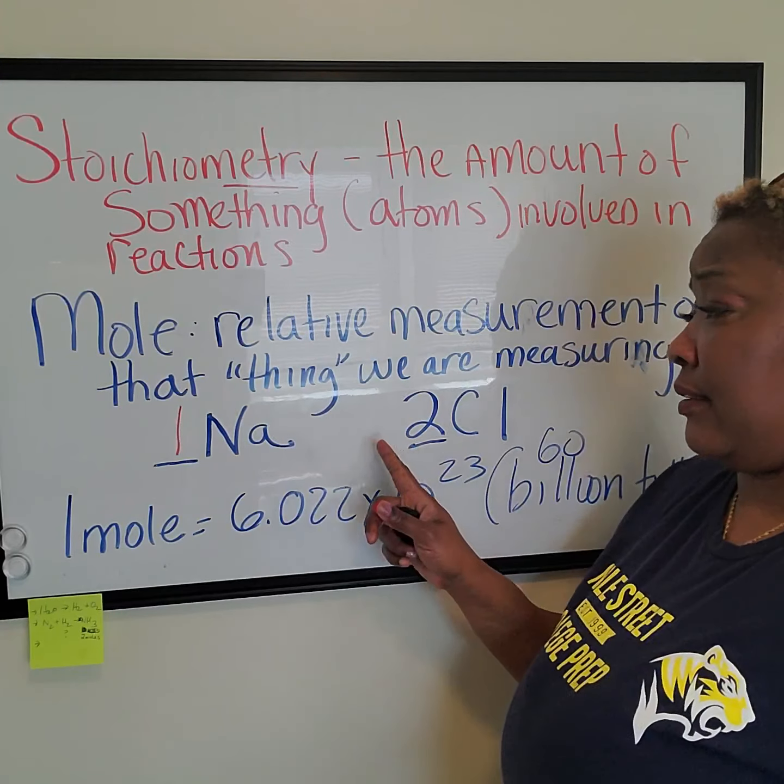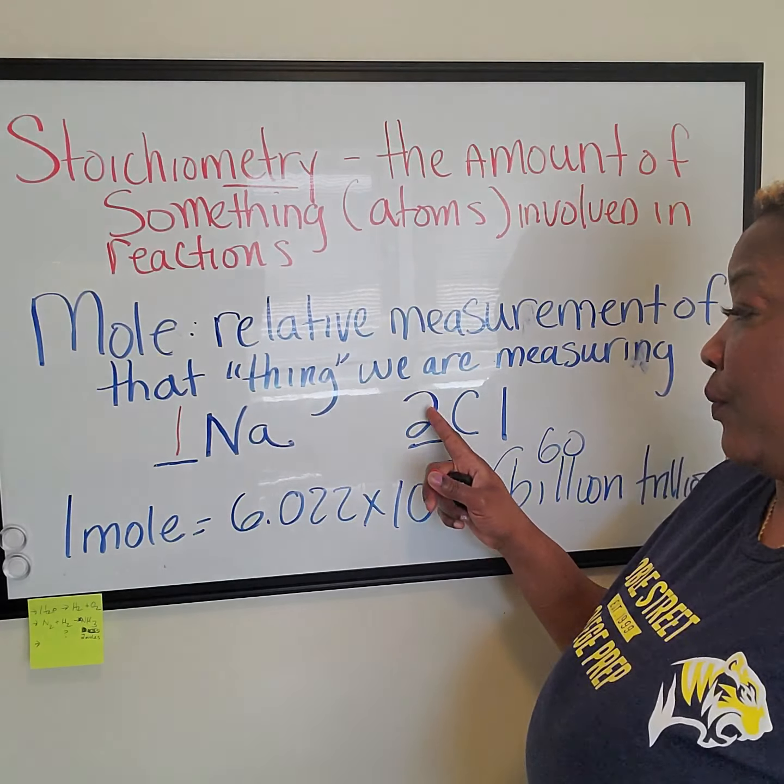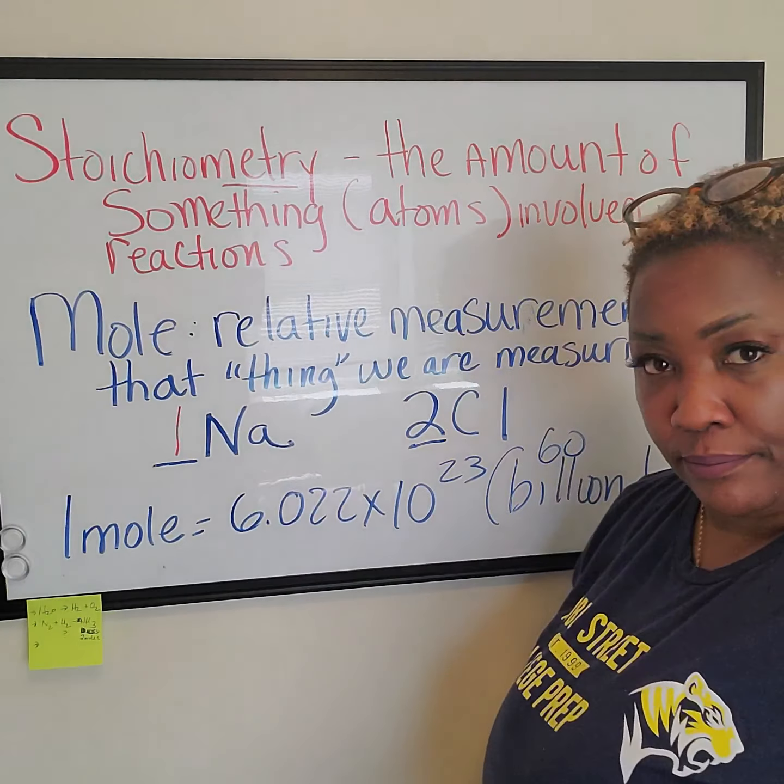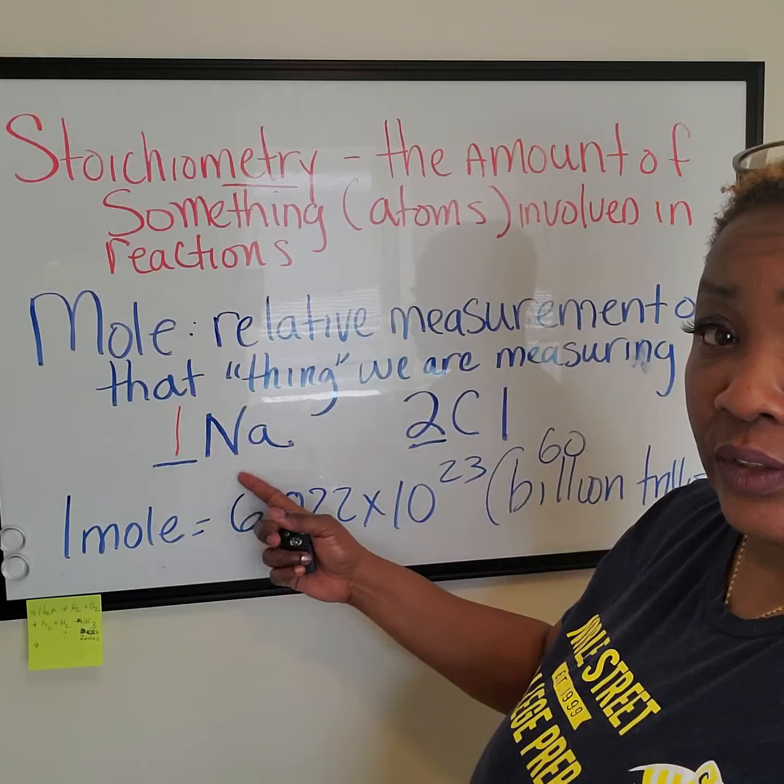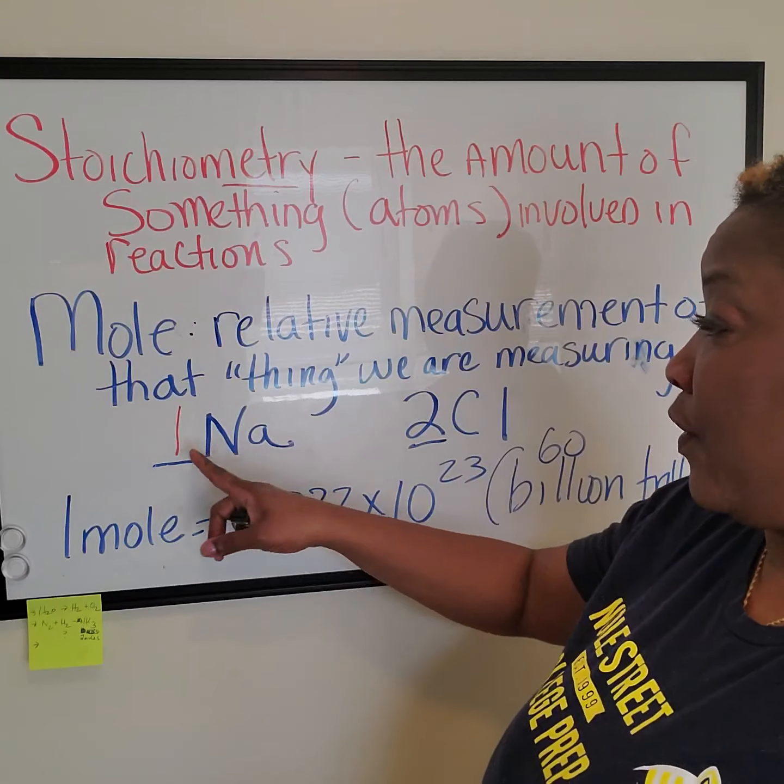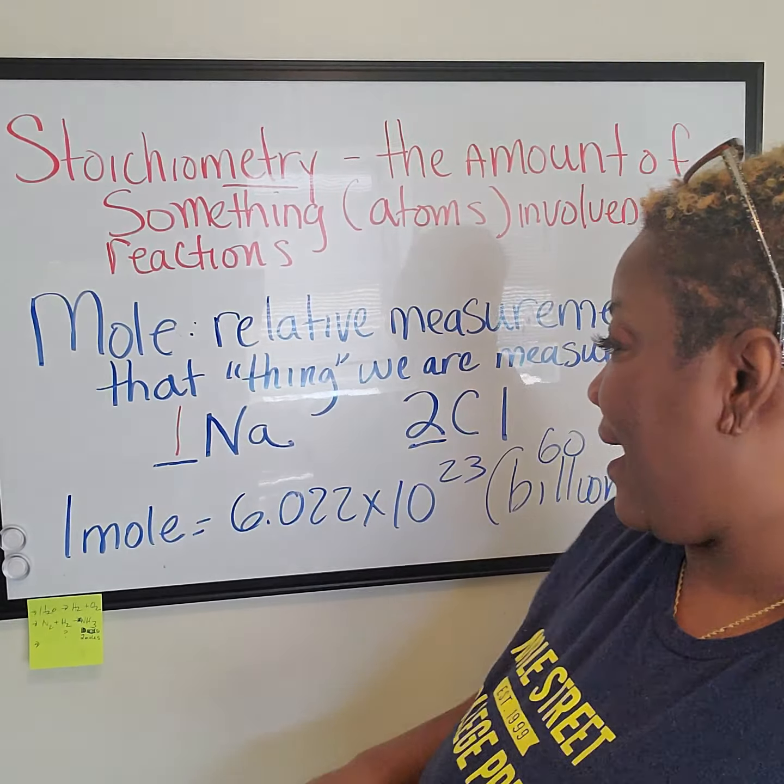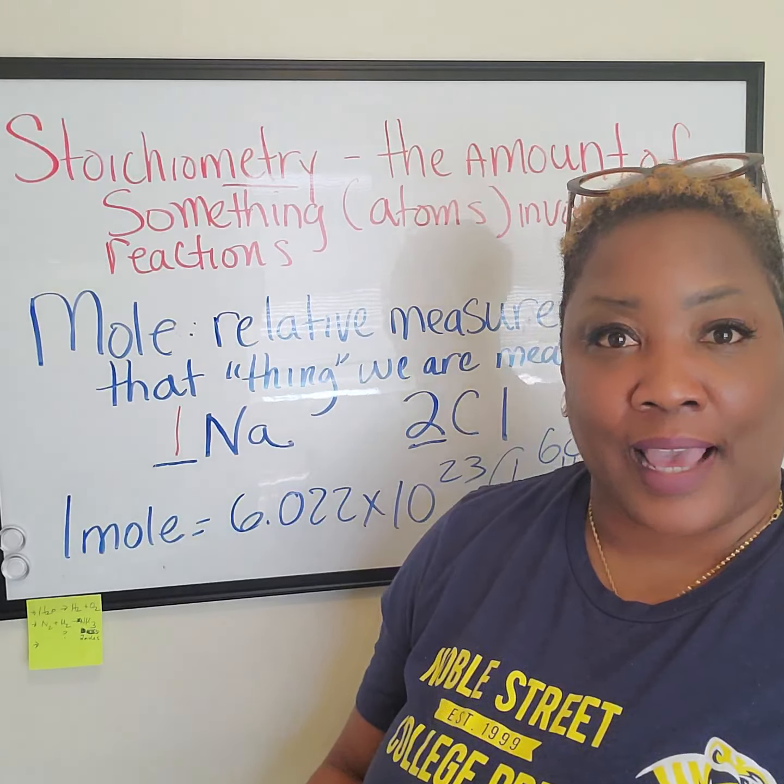In this case, there's a 2Cl, so we have 2 moles of chlorine. If I were to set this up as a ratio of these 2 atoms, I would say that for every 1 mole of sodium, I have 2 moles of chlorine. That is how it breaks down.